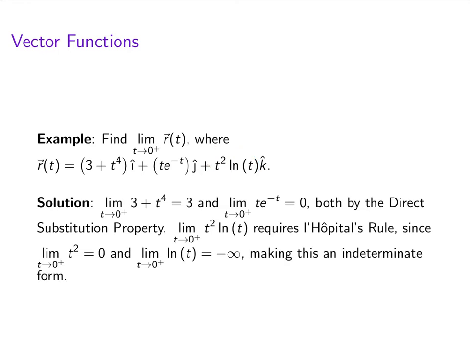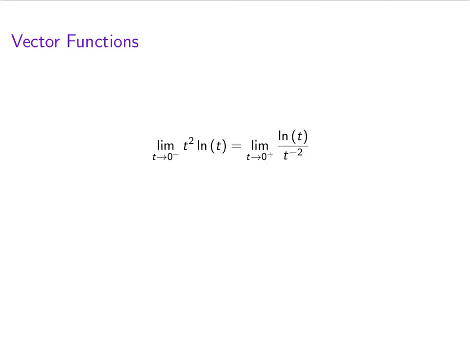All right, so this is an indeterminate form. We'll apply L'Hopital's rule. So the limit as t approaches 0 from the positive side of t squared log t is equal to the limit of log t over t to the minus 2.